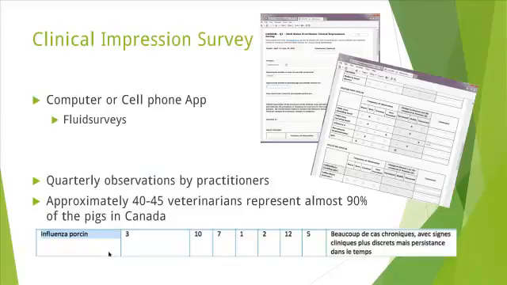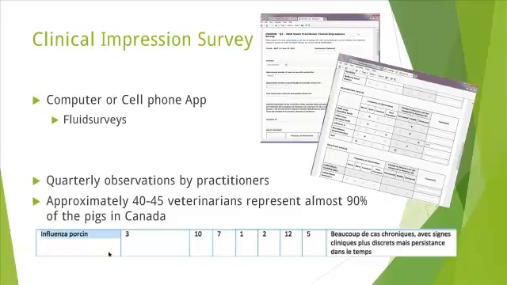Each of the practitioners does a clinical impression survey each quarter. This is just an example of it on the right. What is asked is how many sows they work with, where they're located, and then for each disease that we survey, they say if they never see it, it's rare, or it's uncommon, or very prevalent. Then they also say whether it's increased, decreased, or stayed the same over the last quarter from previous quarters. And then they have an opportunity to put comments on the side.